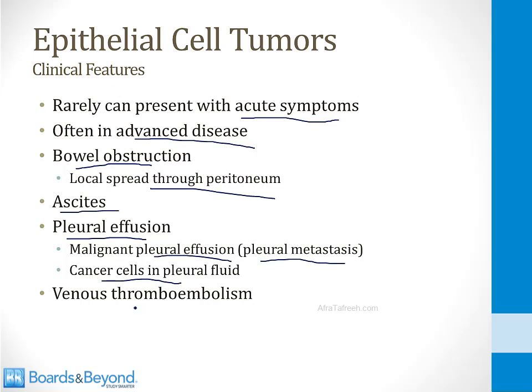And then finally, sometimes women present with a DVT or a pulmonary embolism, a venous thromboembolism. That's because these cancers represent a hypercoagulable state, and sometimes the first time the woman's aware she has the malignancy is when she develops a blood clot.